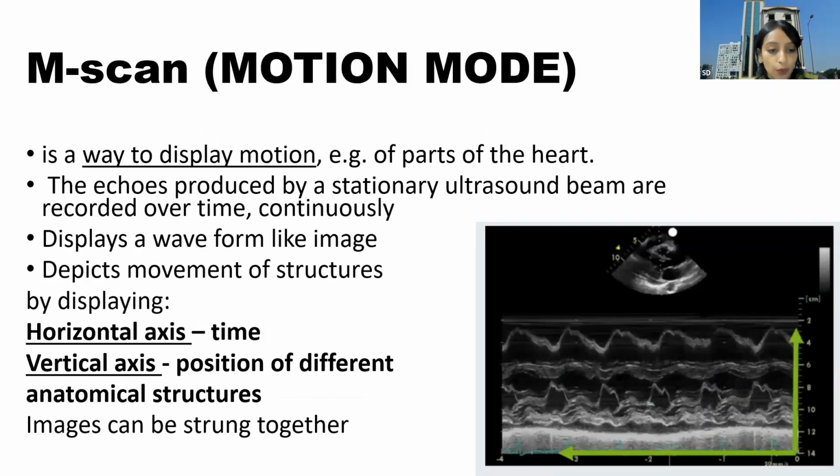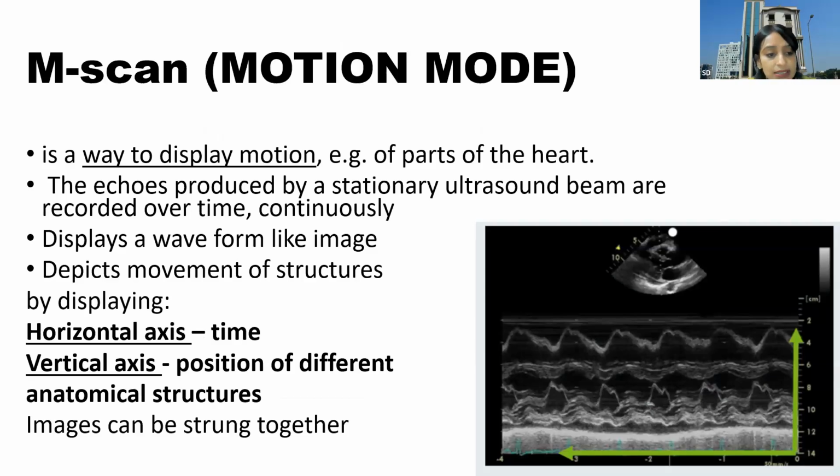Next is the motion mode. So what is the motion mode or M scan? It is a way to display motion. That is, the part of the heart which is moving, the valves that are moving during a heart cycle. The echoes produced by a stationary ultrasound beam are recorded continuously over time. And we can see this waveform on the screen, and it depicts the movement of structures.